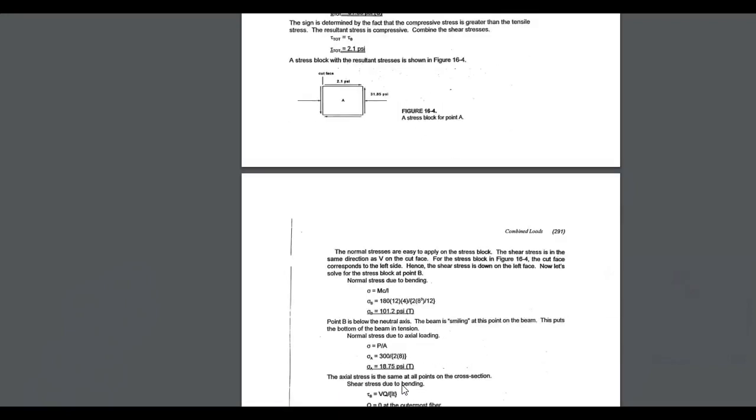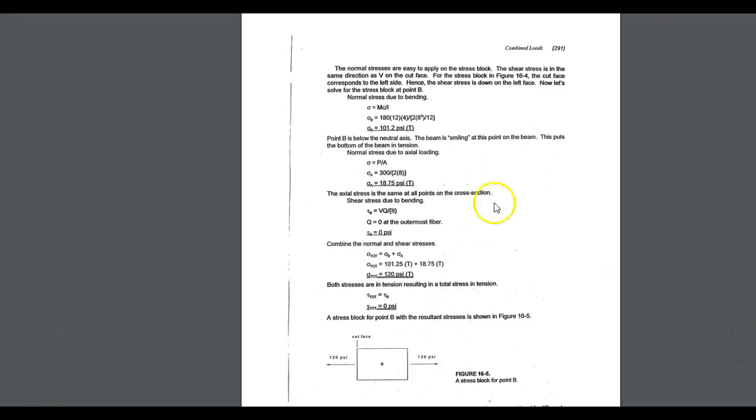And so we can draw a stress block for point A, where we have our sigma in the x direction, which is in compression, and we have a tau in the xy plane. Then we can do the same thing for point B.